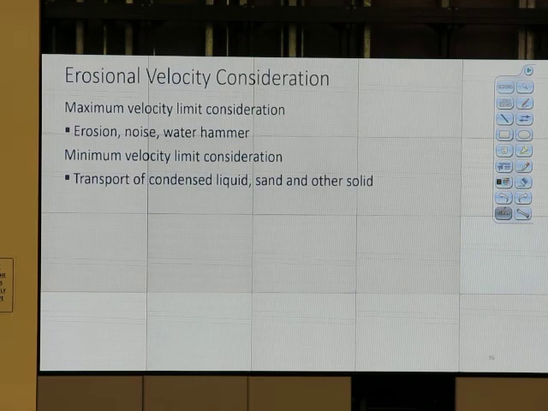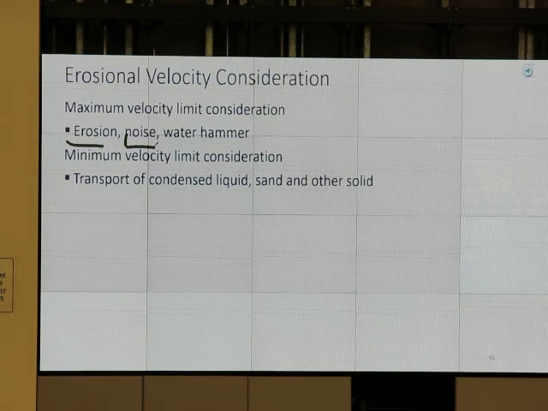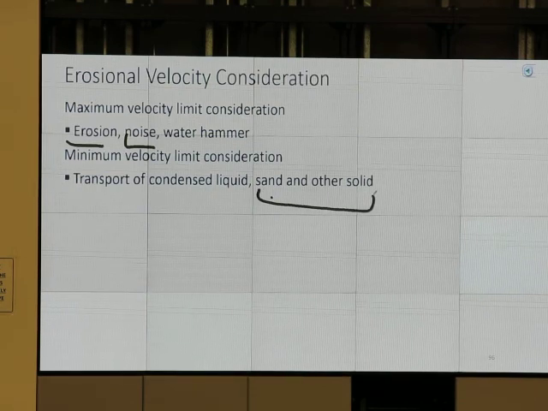So we have to limit the maximum velocity because we don't want erosion to happen. We don't want it to be noisy and we don't want water hammer. We need some minimum velocity. We don't want liquid to accumulate in the low spot. We don't want sand or some kind of solid particle to keep accumulating.